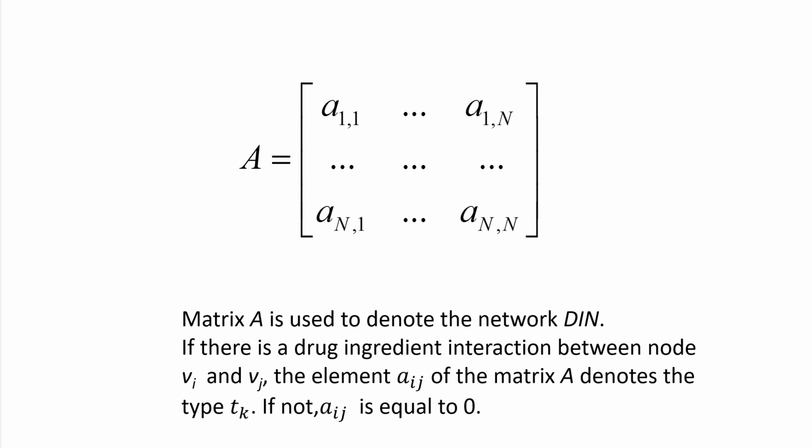And then we utilize this information to construct the ingredient-to-ingredient level drug ingredient interaction network. To describe the relations among effective ingredients, we define a directed network DIN. Each effective ingredient EC subscript I in capital EC is regarded as a node V in network DIN. So EC can be regarded as the node set V subscript E in DIN. Each ADR is converted to an edge E in which EC subscript I is the tail and EC subscript J is the head. T subscript K in ADR denotes the type of edge E. A matrix capital A is used to denote the network DIN. If there is a drug ingredient interaction between node Vi and Vj, the element A subscript ij of the matrix A denotes the type Tk. If not, A subscript ij is equal to 0.